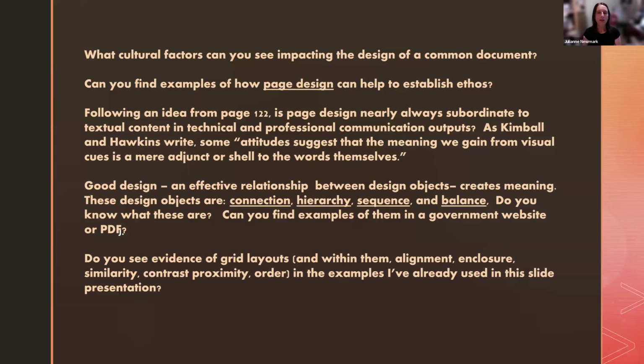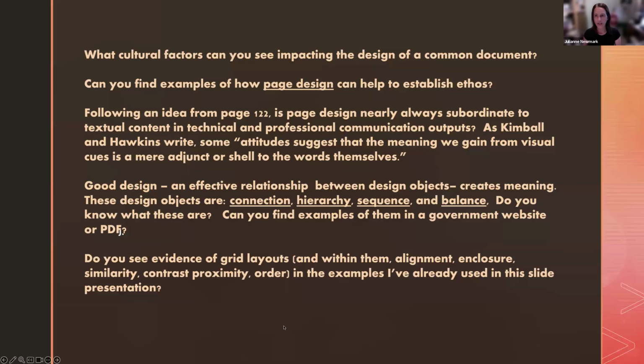So good design, an effective relationship between design objects, creates meaning. So these design objects are connection, hierarchy, sequence, and balance. Do you know what these are? Can you find examples of them in a government website or PDF? Do you see evidence of grid layouts and within them alignment, enclosure, similarity, contrast, proximity, and order? And the examples I've already used in this slide presentation, can you go back and see some of those features?